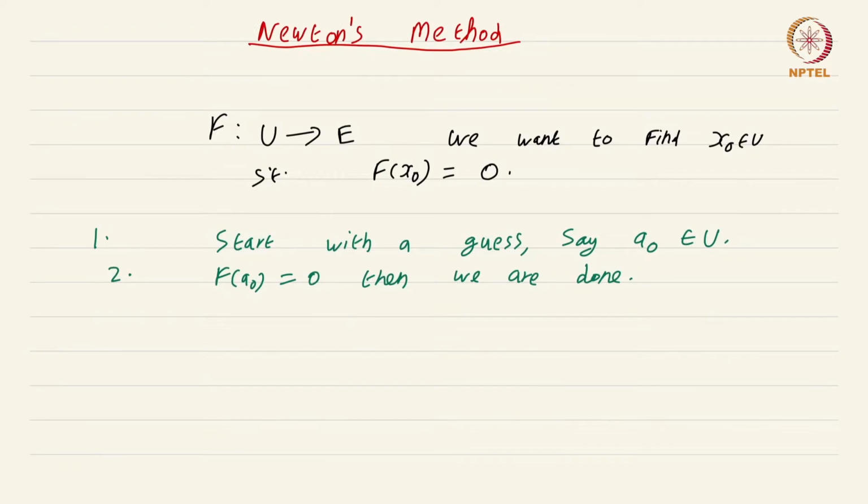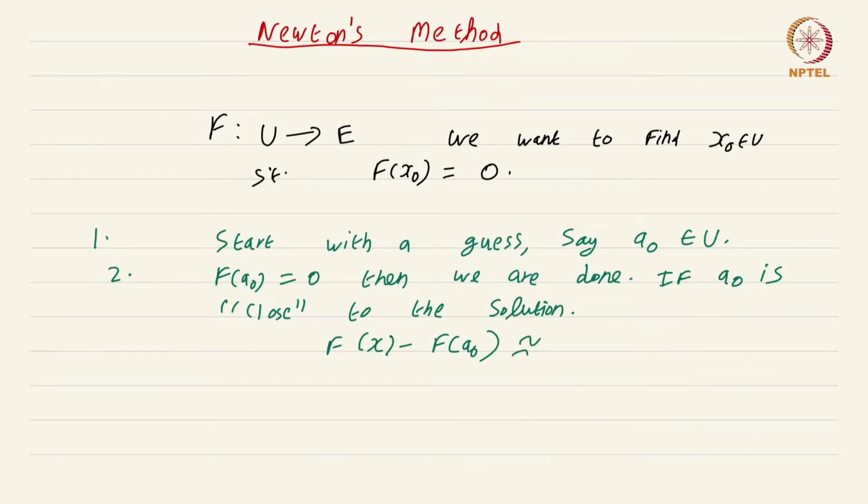Now we know that if a naught is close to the solution, that is, if we have chosen a naught in such a way that it's not too far away from the actual solution, we know that f of x minus f of a naught is approximately equal to df at a naught times x minus a naught, where this x is supposed to be that hypothetical solution. Okay. Now third part, assume df at a naught is invertible.